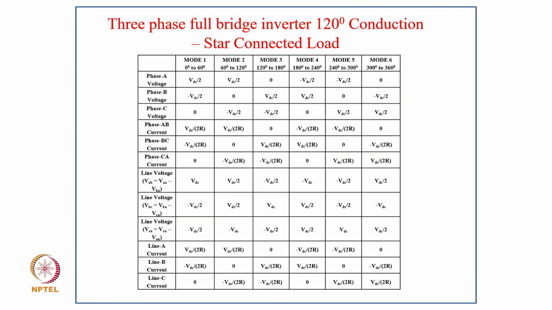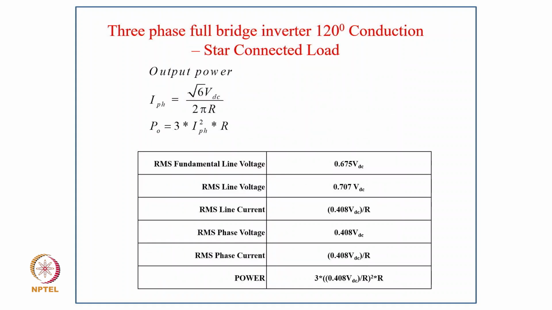So this is typically the 3-phase bridge inverter, 120 degree, star connected load. You can see for all the 6 modes how the phase voltage is, then typically phase currents, then the line voltage and line currents in terms of DC link voltage and resistive load. Now coming to the output power, IPH equal to root 6 VDC upon 2 pi R and PO equal to 3 IPH square R, and these are the typical summary.